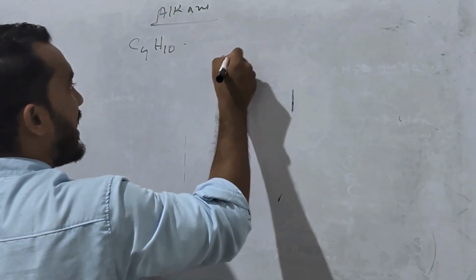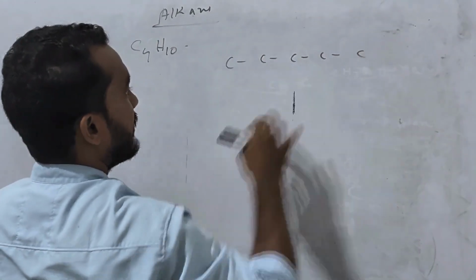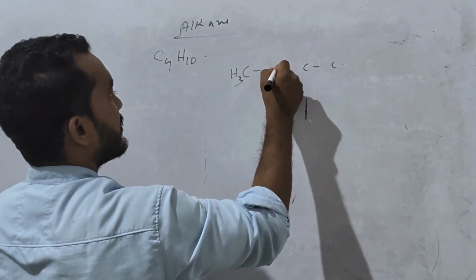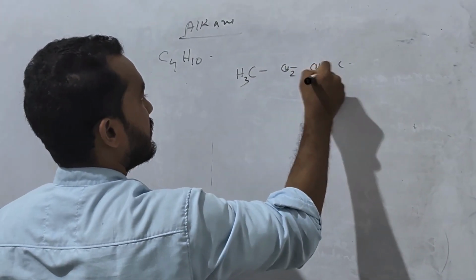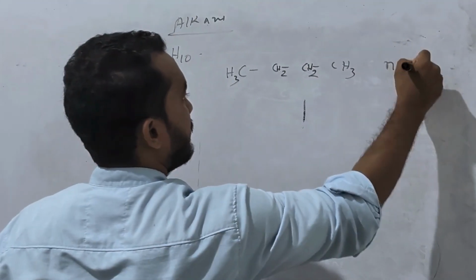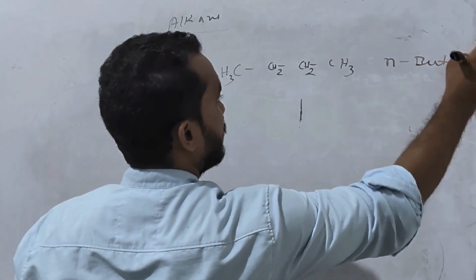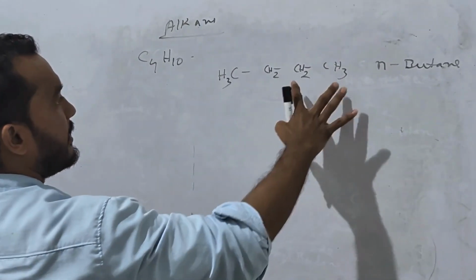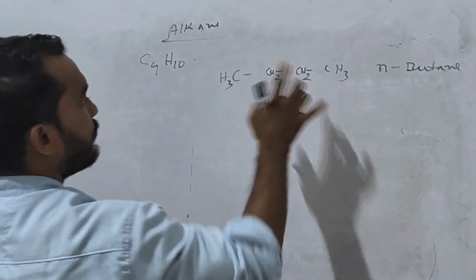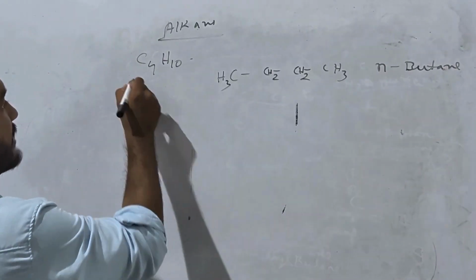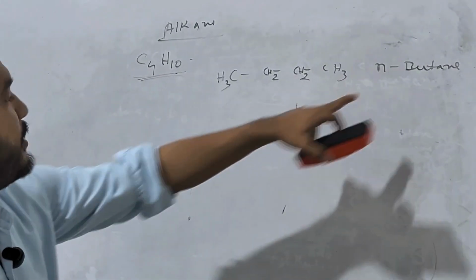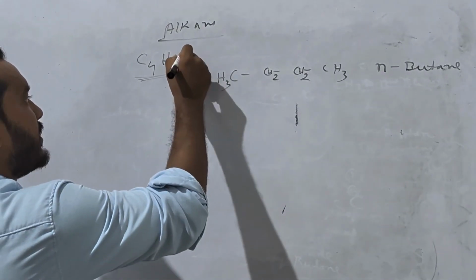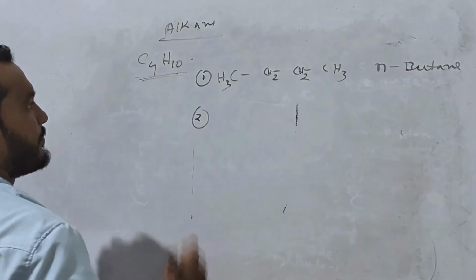Now, when I arrange carbon in a chain, okay, this structure is called what? This structure is called N-butane, where carbon number 1, 2, 3, 4, four carbons are there, and 10 hydrogen is there. That means the molecular formula of N-butane is C4H10. So this is one structure I can draw with butane.